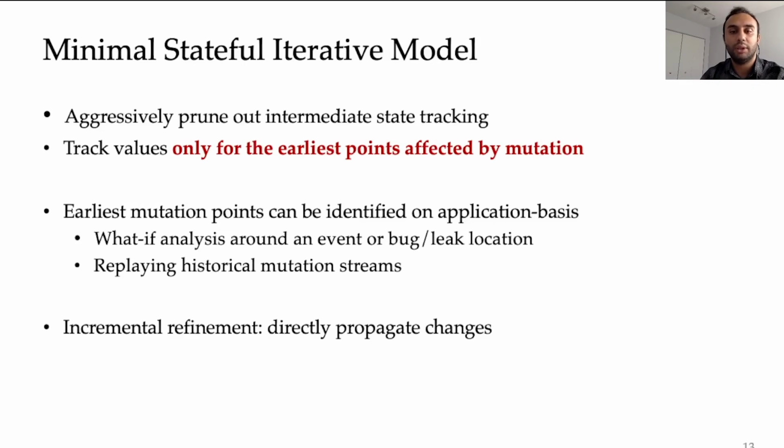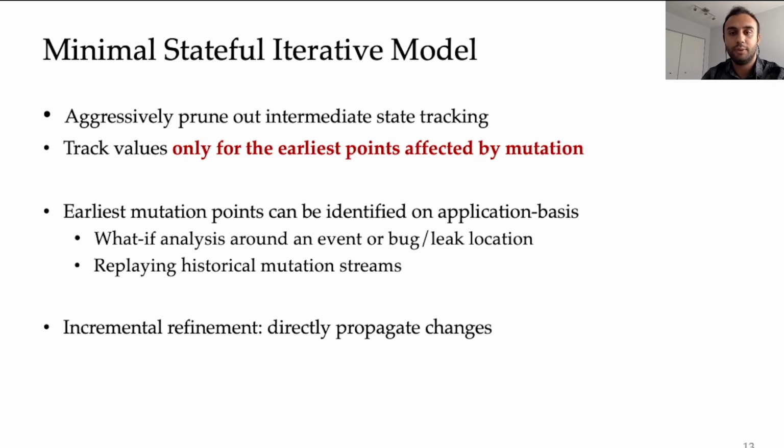Basically, our model just propagates the changes directly without tracking the intermediate values. This means it aggressively prunes out the amount of intermediate state, making the entire execution lightweight. Note that some intermediate state is still tracked, because that state forms the basis for certain value changes. And this little state corresponds only to the mutation points, which can be determined based on the use cases.